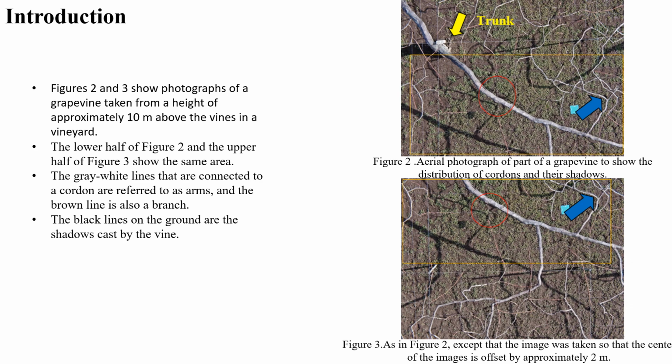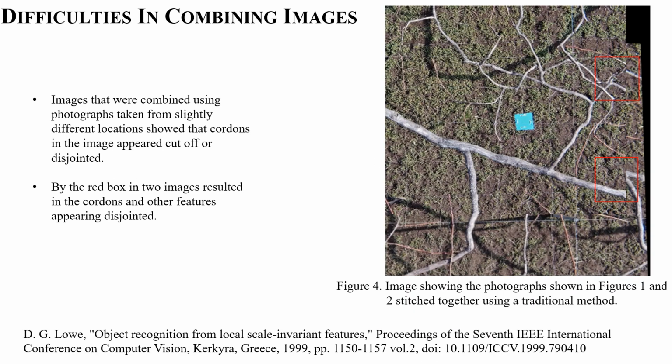in aerial photographs. During our investigation, we discovered that when images are combined using photographs taken from slightly different locations, the cordons in the resulting image appear cut off or disjointed. For instance, Figure 4 demonstrates the outcome of combining Figures 2 and 3 using a projective transformation with a scale invariant feature transform, SIFT, descriptor. As indicated by the red box in Figure 4, the stitching of these two images causes the cordons and other features to appear disjointed.